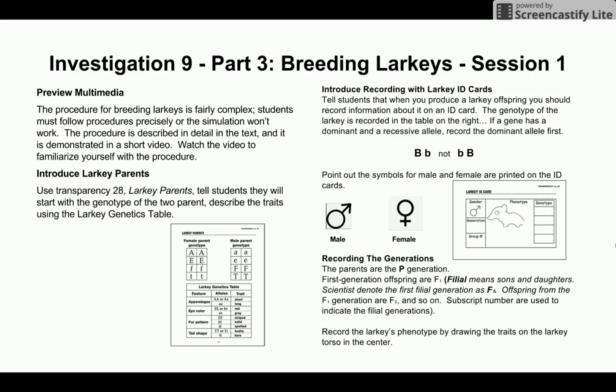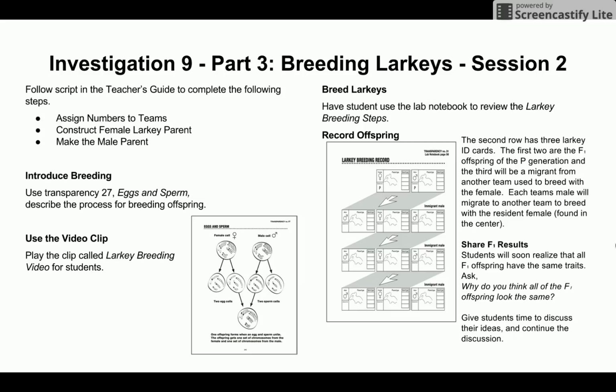Discuss recording the generations. Tell students that the P generation is always the parent. First generation offspring, or F1, filial, means son and daughter, and subscript numbers are used to indicate the filial generations. Follow the script in the teacher's guide to complete the following steps.